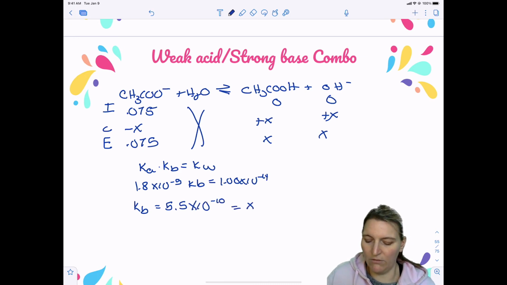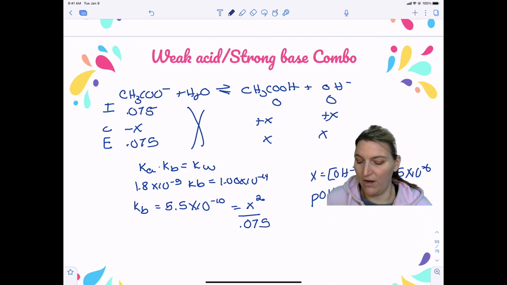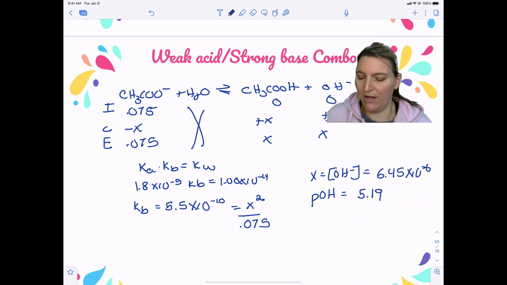What is that equal to? Well, x squared over 0.075. So x, which in this case is the OH minus concentration, turns out to be 6.45 times 10 to the negative 6. Take the negative log of that. That's the pOH, and that's 5.19, which means that the pH is 14 minus that, or 8.81.